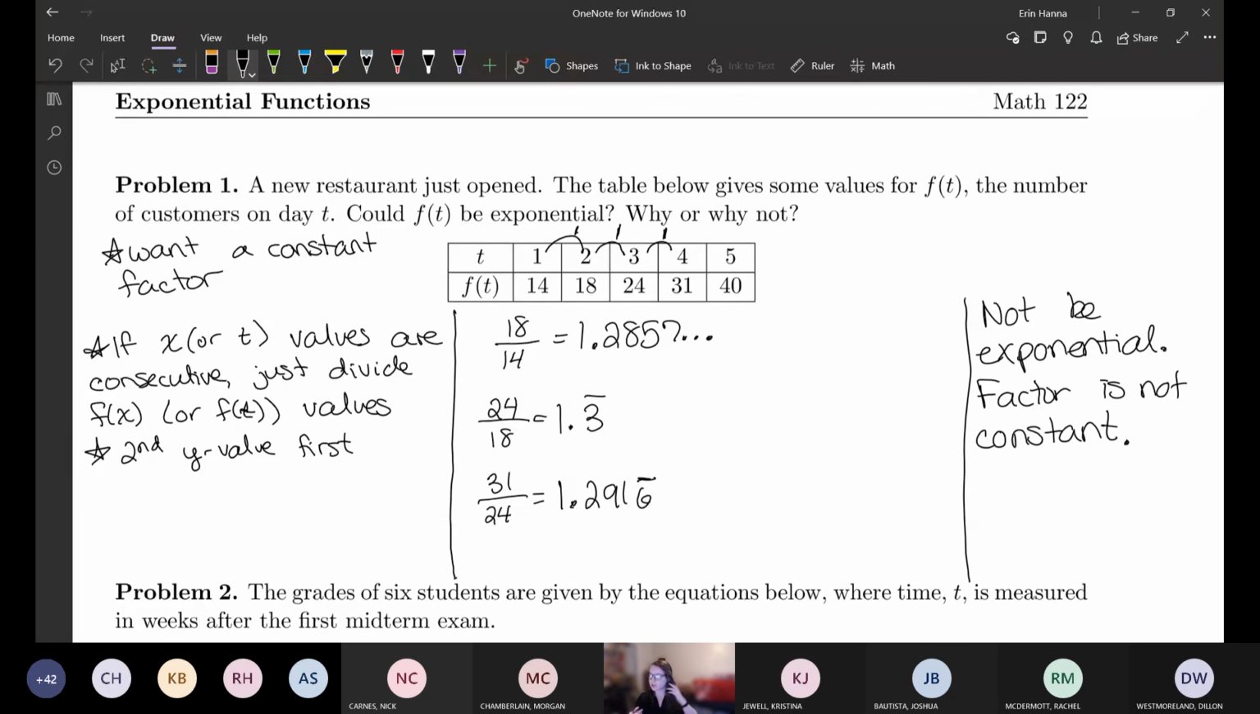So yeah, answering your question, Sia, all of the factors, so all of these things that I just calculated out here, all of these would have to turn out to be the same number to be exponential. So those would have to turn out to be the same thing for this data to be exponential, exactly.